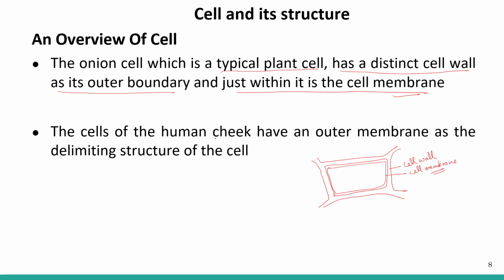The cell of the human cheek has an outer membrane as the delimiting structure of the cell. So we are talking about the human cheek cell. The human cheek cell is surrounded by a plasma membrane only, the cell membrane only. But in the case of the onion peel cell, we can see that the outermost delimiting structure is the cell wall, and then comes the cell membrane, right?